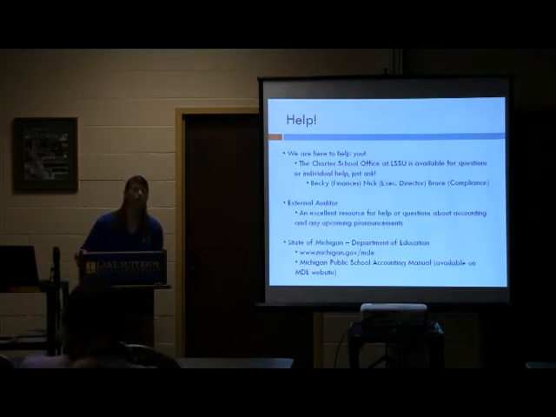A-133. You asked what it is? Yes, what does it mean? Circular A133 is a document from the federal government that tells you how you can and cannot spend federal funds. And that's actually on the OMB website, which is from the White House. You can find that Circular A133 on there, and if you have federal funds that you receive that fall in that category, you can go on there and see how you can and can't spend the money.